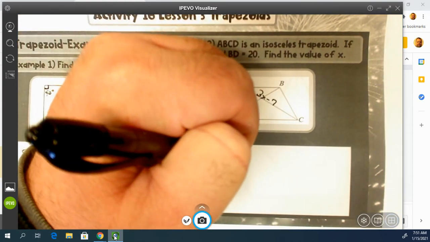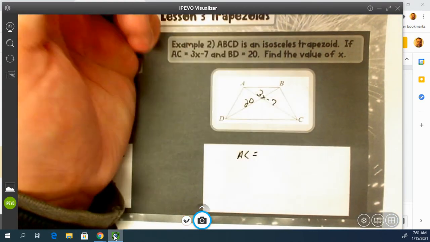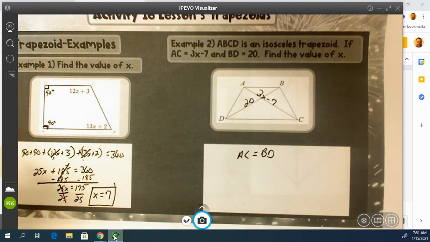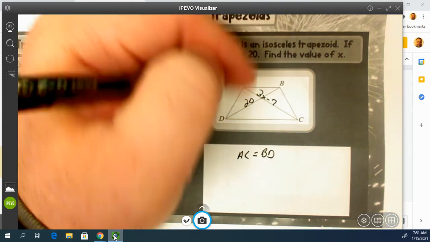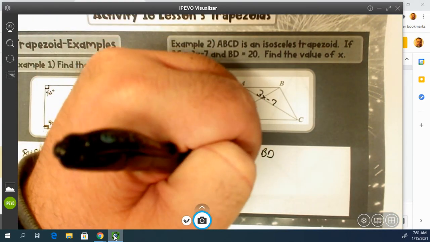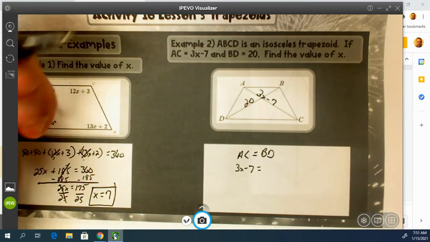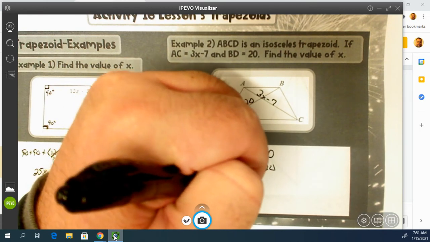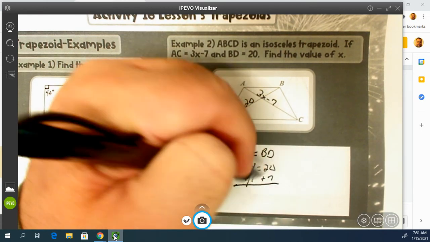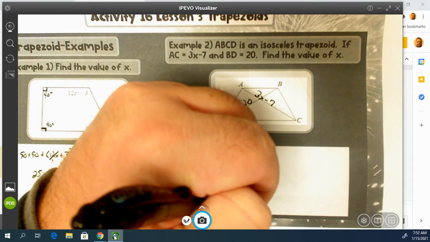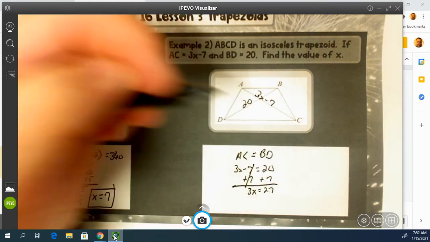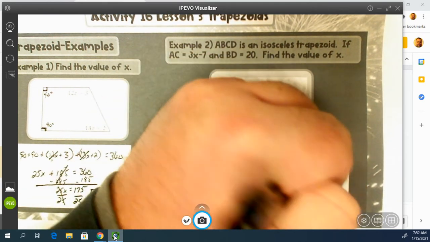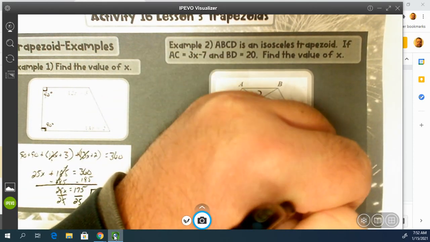So AC equals BD. They're the same. So I'm just plugging this in. AC is 3x minus 7. BD is 20. So I add 7 to both sides. This becomes another two-step equation. 3x equals 27. Divide by 3. X equals 9.